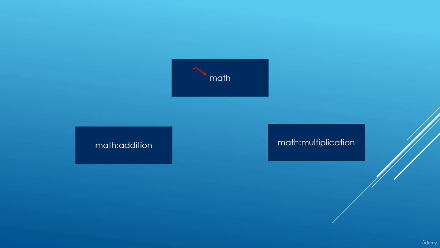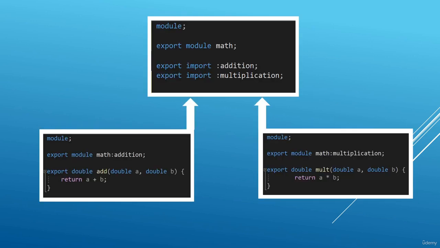Again, the idea is the same. We have a math module, but the implementation is broken up into parts that shouldn't be seen by users of our module. So we have a partition. Addition is a partition. Multiplication is a partition. And these partitions will be imported by the math module, but the way our project is broken up is not going to be visible to the users of our math module. Let's look at some code, and this is going to make it really clear.